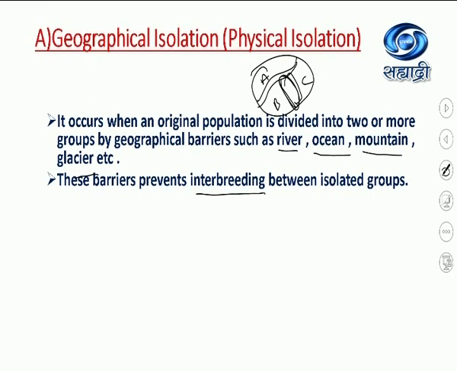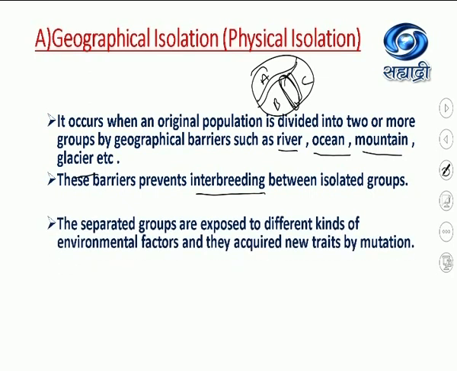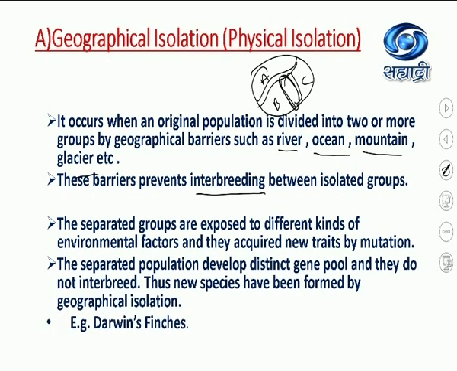As they are separated, there will be no interbreeding. They will be isolated groups. Separated groups are exposed to different climatic conditions, environmental conditions, and availability of food. The prey and predators available in the different regions are different, so they have to adjust in different ways, isn't it? The separated populations develop distinct gene pools and they do not interbreed. Thus, a new species is formed by geographical isolation.